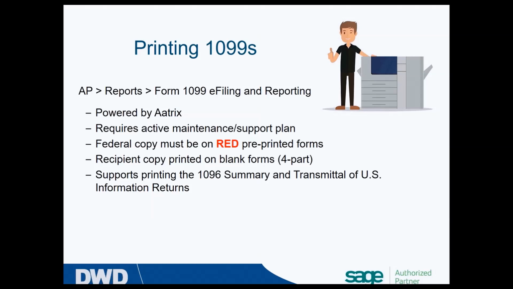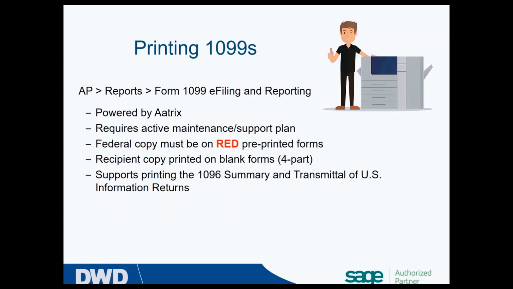With regard to vendor 1099s, we've got a function in the AP reports section. It's called the Form 1099 e-filing and reporting. This is powered by Aatrix. It's that third-party solution. If you've done your W-2s, if you use payroll, it's the same feature, it's just the vendor side of it. In order to use this, you do need to have an active maintenance plan, and you would have to be on supported versions, as we discussed earlier. You'd have to have the proper IRDs installed.